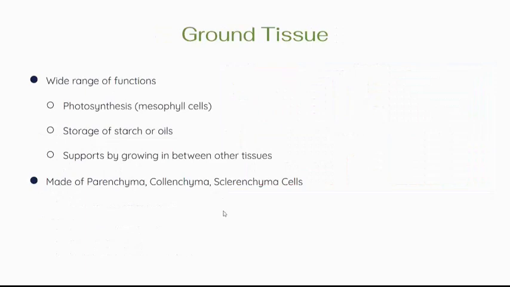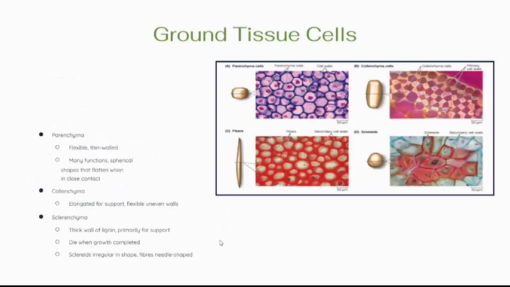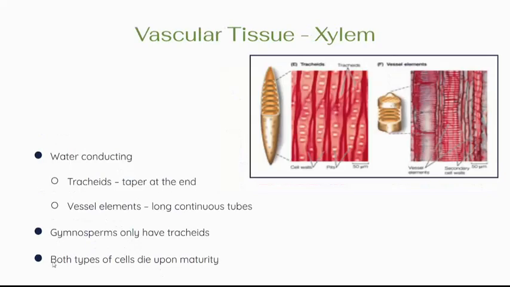Ground tissue cells. Yeah, well, I already talked about this. You can see thick walls, primarily for support. They die when matured. Many functions, spherical shape. You don't need to know that, I think. And they have flexible, uneven walls. Yeah, pretty much.